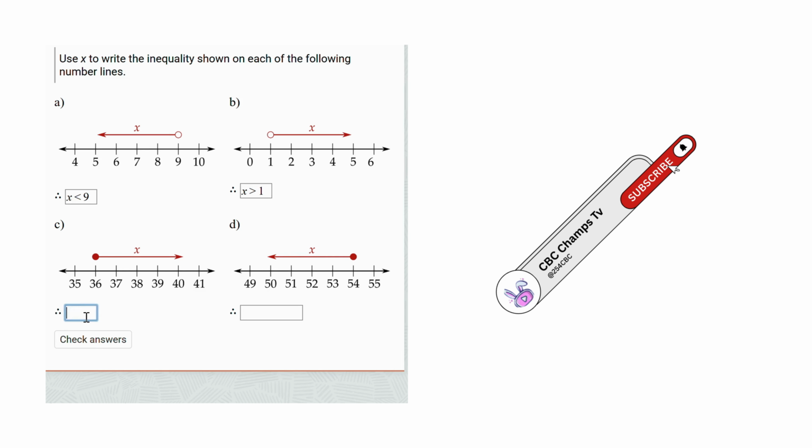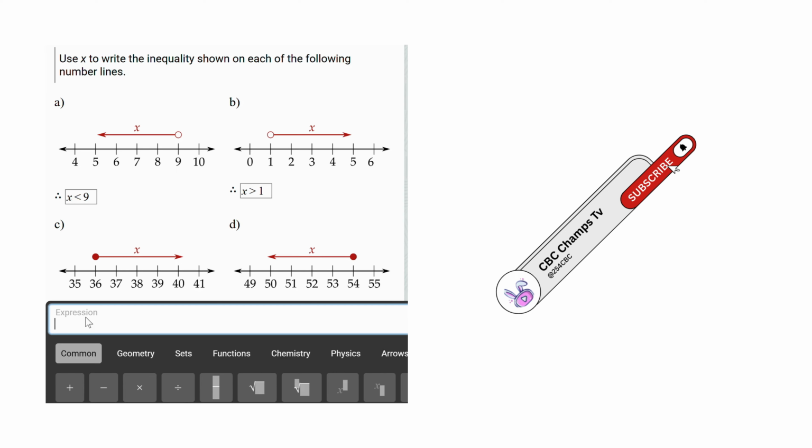Now for C, we can see x heading right and it's shaded, so we will say that x is greater, because it's heading right, but we are going to add the line here, greater than or equal to, to show that it's shaded. So x is greater than or equal to. It has started at 36, so x is greater than or equal to 36.